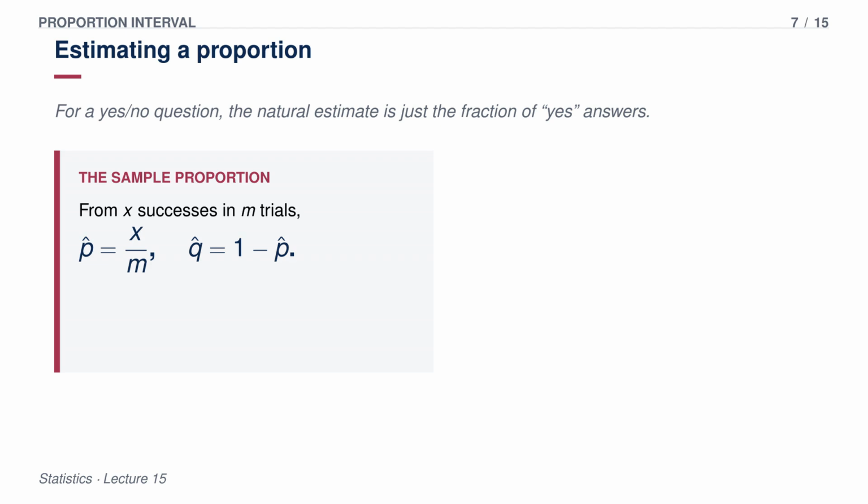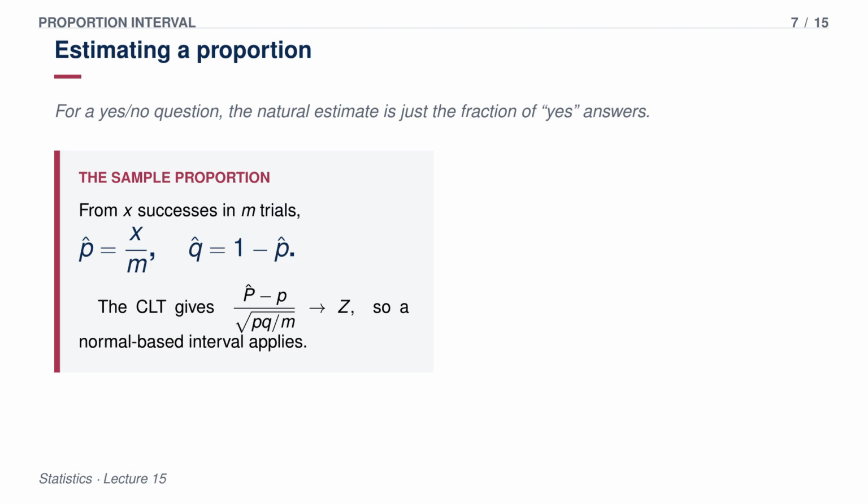Now, let's switch from averages to proportions. Yes or no questions. What fraction of voters say yes? What fraction of families subscribe? The estimate is exactly what you'd guess. P hat, the number of successes x over the sample size m, and Q hat is just 1 minus P hat, the fraction of no's.